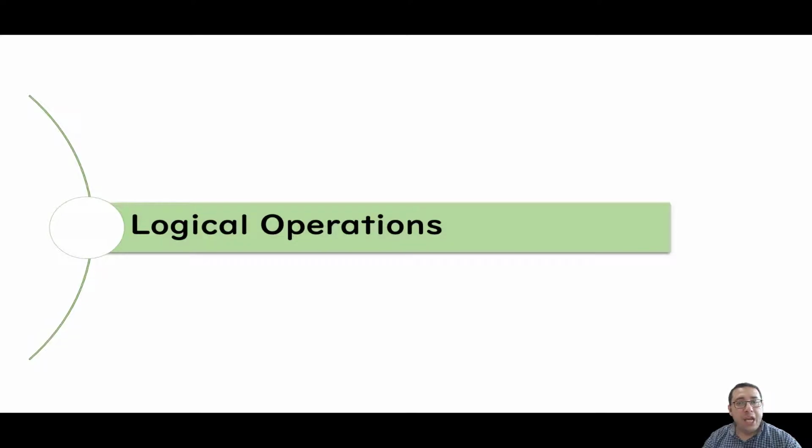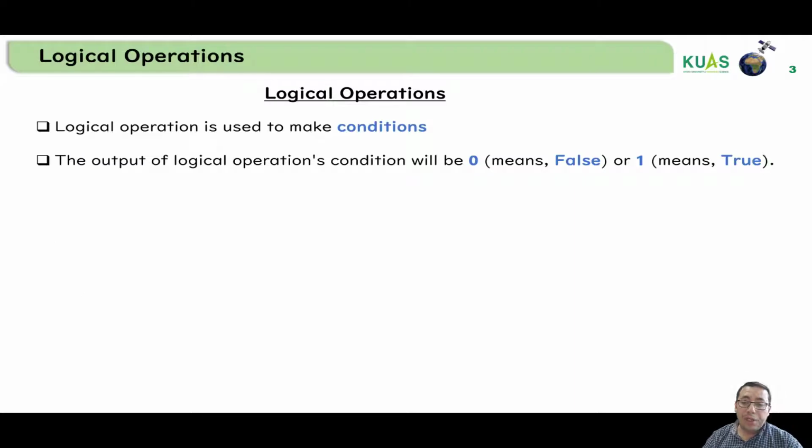This is Salim. In this video I am going to talk about the logical operation. The logical operation is used to make conditions, and the output from the logical operation will be the answer true or false. So we have two options. The first one is true, and true means 1, and false means 0.